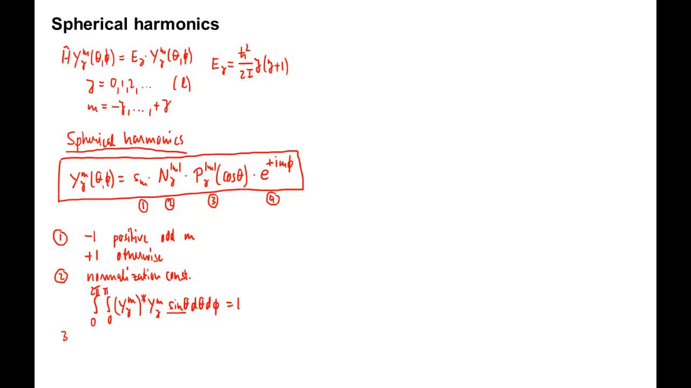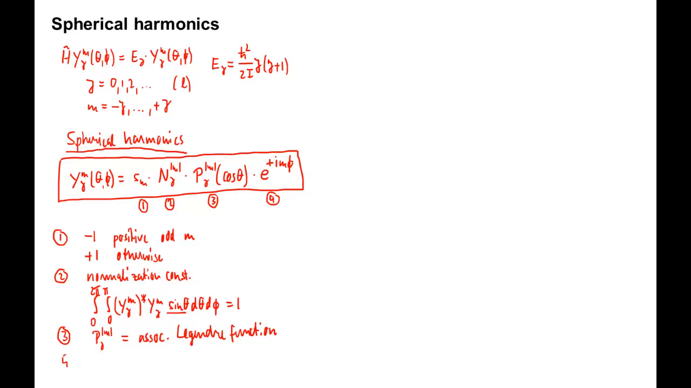The third factor is an expression that only depends on theta. These functions P are known in mathematics, and they're called associated Legendre polynomials or functions. So P_jm is an associated Legendre function. For a given j and m, you can look them up in a table. They get more complicated with increasing j.